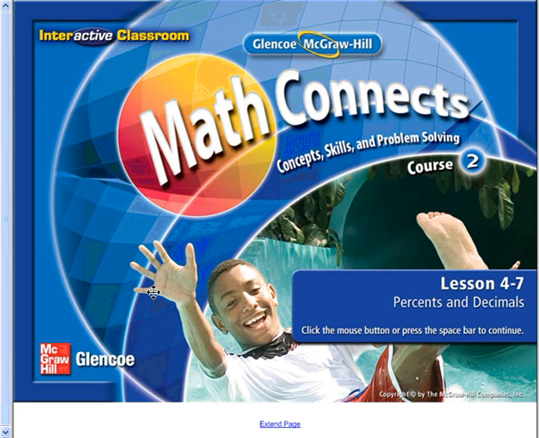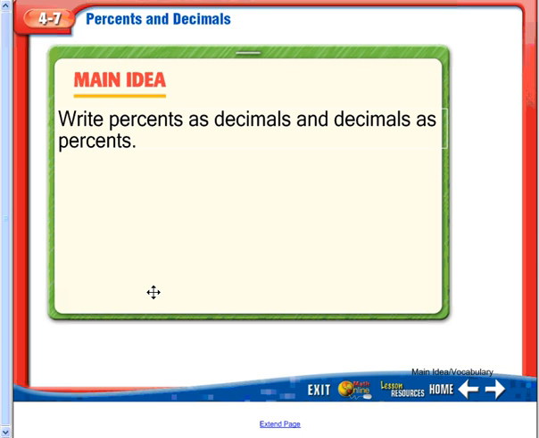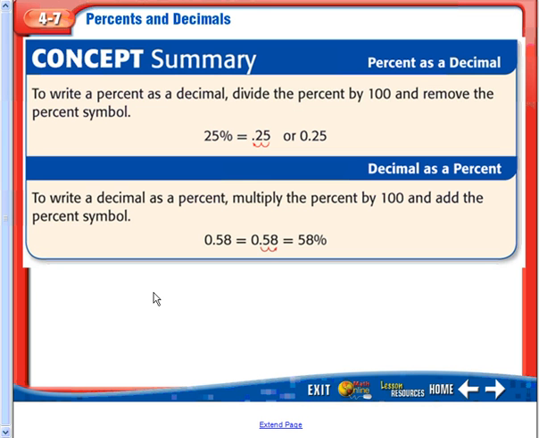In lesson 4-7, we will write percents as decimals and decimals as percents. To write a percent as a decimal, we will divide the percent by 100 and remove the percent symbol. As we remember from yesterday, 25% written as a fraction is 25 over 100, which really means we're going to divide by 100. And when we do that, we move the decimal point 2 places to the left.